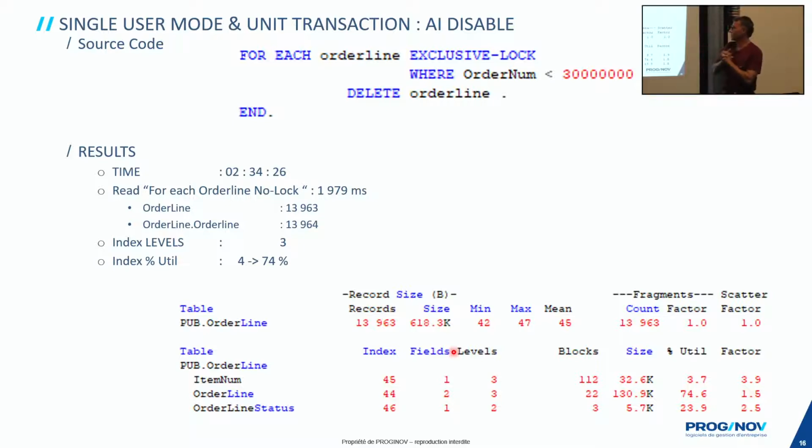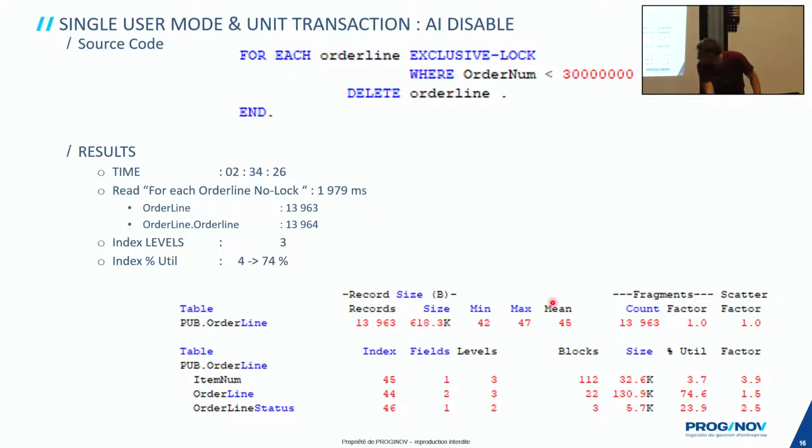The result is it took more than 2 hours and 34 minutes. I will show you this set of results each time to highlight the placeholder effect. Yes, this time, for each order line no lock took 1.9 sec to read them. The read on order line and the index order line are similar. So there is no placeholder, everything is correct.